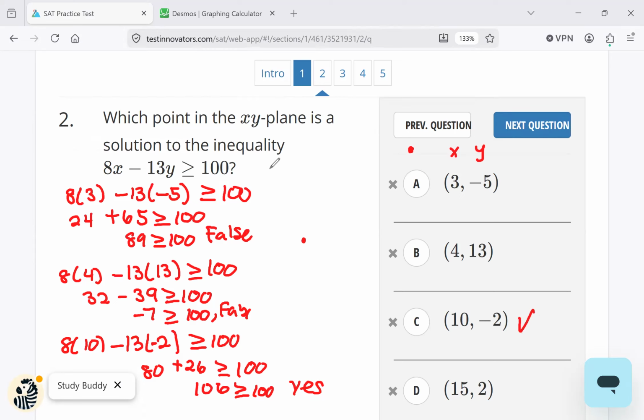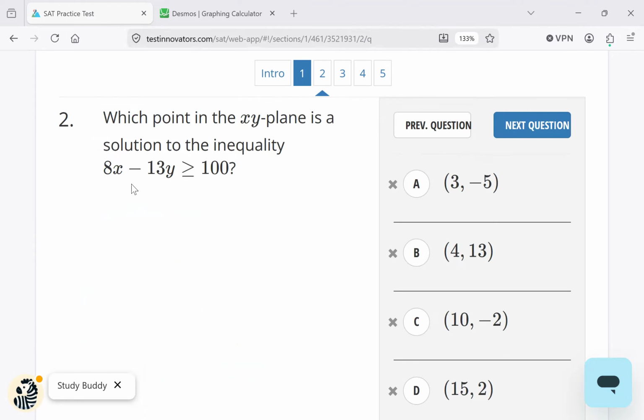The third way we could do this, if you really want to go old school, is to graph it. You could graph this even without Desmos. That's how we did it way before Desmos. How would I graph this? First, figure out if it's solid or dashed. It's definitely solid because this has an equal sign. If it was just greater than or less than, it would be dashed. To graph this, you can do it two ways. You can solve for y and use rise over run, or you can find the x- and y-intercepts. That's what I'm going to do.